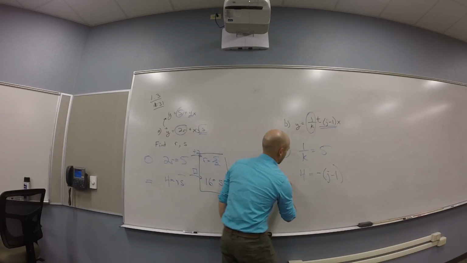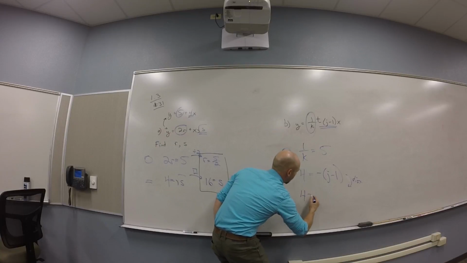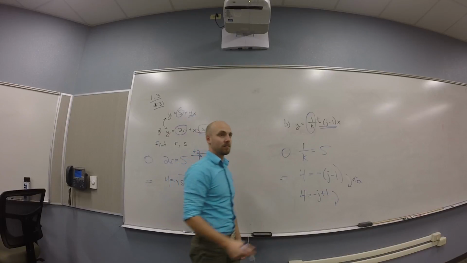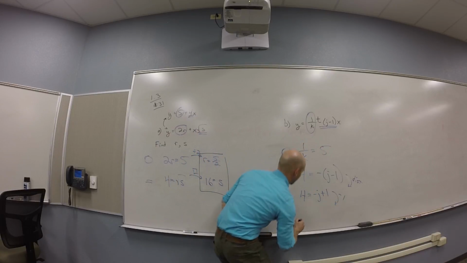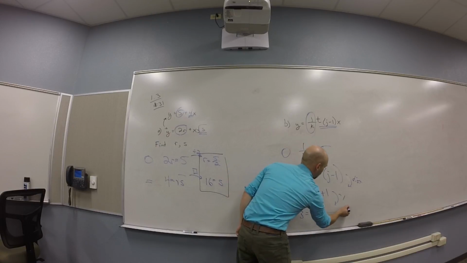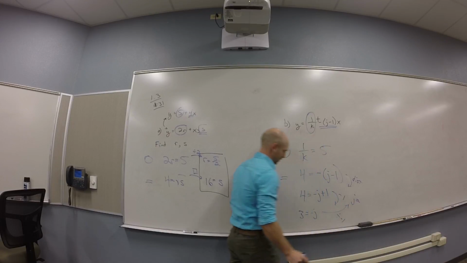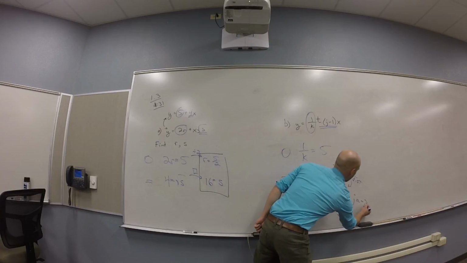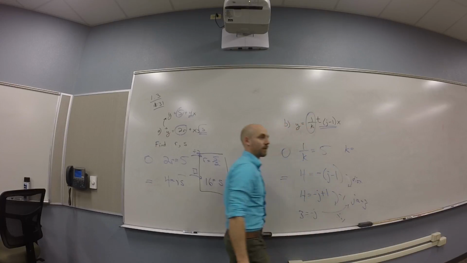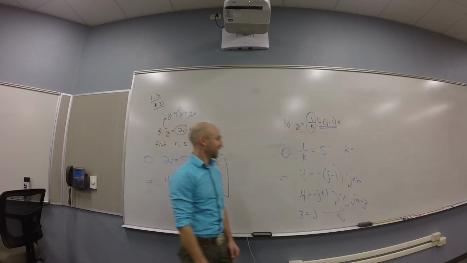Distribute the negative. So we'll get 4 is negative j plus 1. And then we'll subtract the 1 and divide by negative 1. So out of that we'll get j is negative 3. Awesome. Good work, guys. So there's one of them. And what does this tell you about k? It's 1/5. K is 1/5.